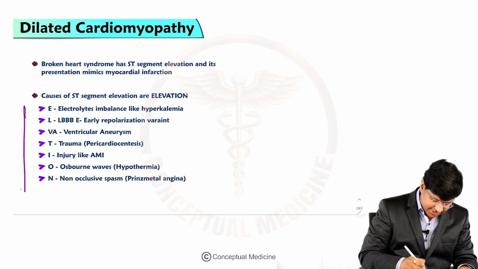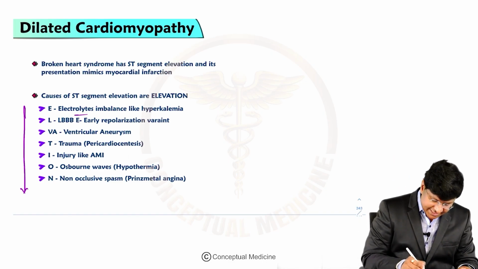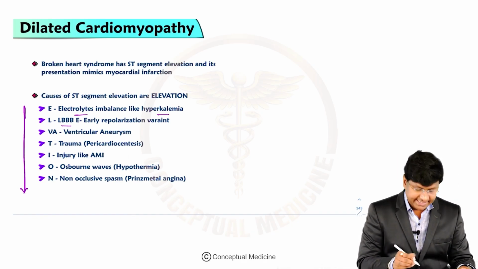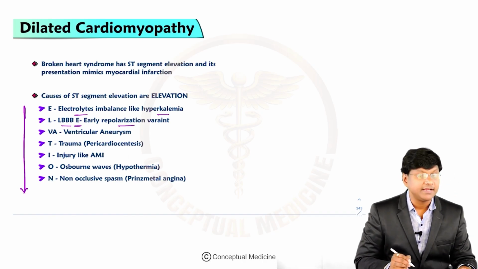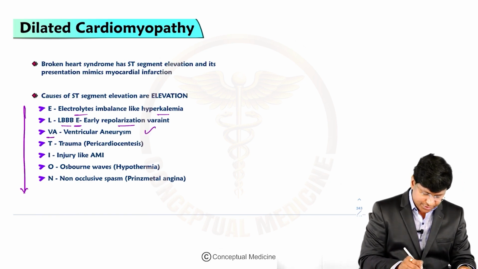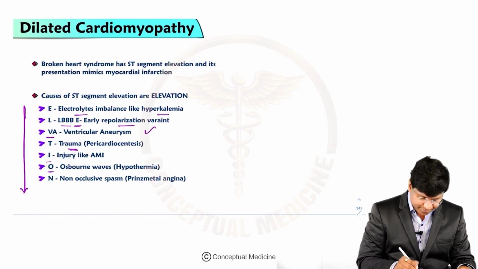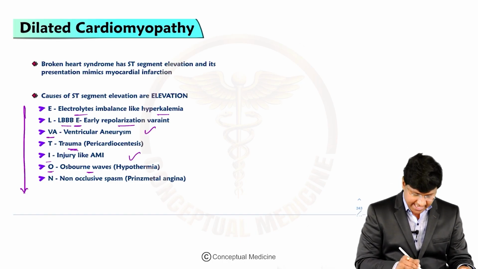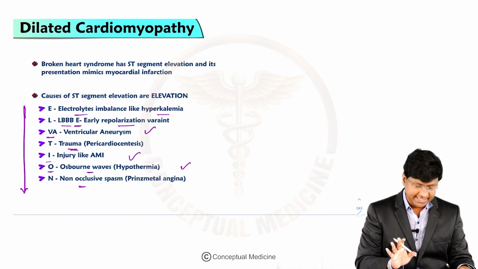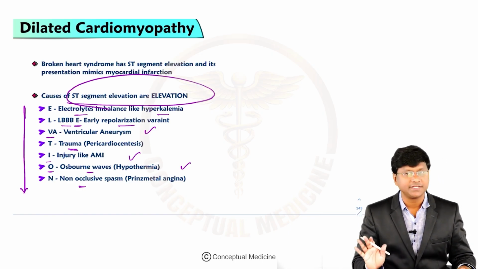The mnemonic is ELEVATION, right? E stands for electrolyte imbalances like hyperkalemia. L stands for left bundle branch block. E stands for early repolarization variant. V stands for ventricular aneurysm. T is trauma, that is pericardiocentesis. I is injury like acute myocardial infarction. O stands for the Osborne wave seen in patients with hypothermia. N stands for non-occlusive spasm, that is Prinzmetal angina. So that is about the clinical scenarios where you have ST segment elevation within the ECG.